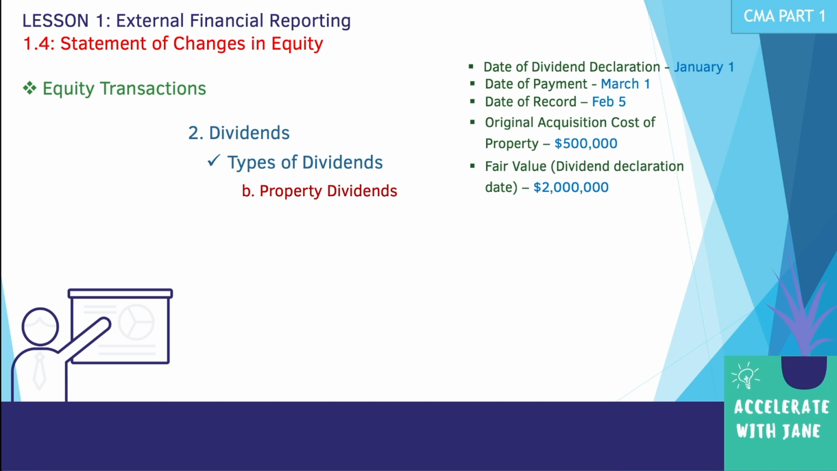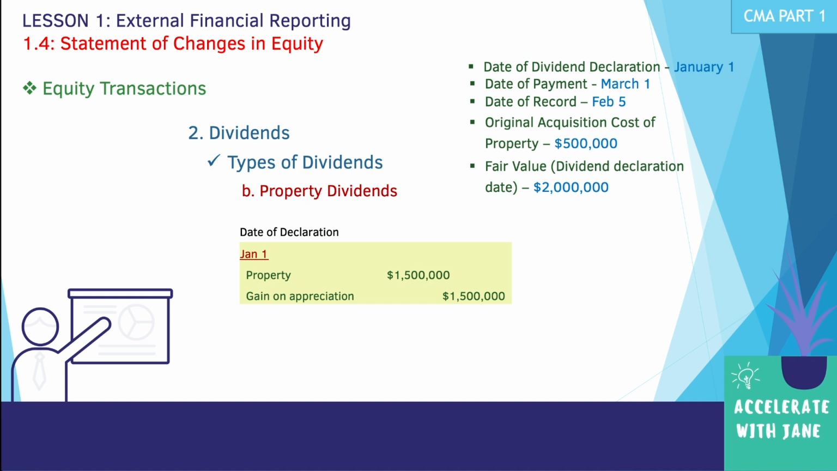And take note of the amounts. The original acquisition cost of the property is $500,000 US dollars, and the fair value as of the dividend declaration date is $2 million. So for the journal entries on the date of declaration, as mentioned earlier, we need to remeasure the fair value of the property to be distributed in the books of the company.